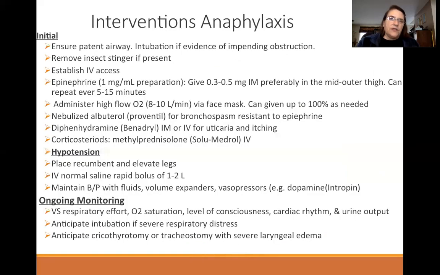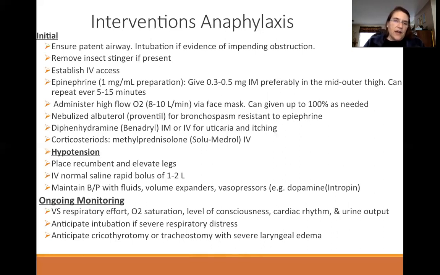So let's talk about what you might do for this type of patient. The number one thing that you do for anaphylaxis is make sure that the patient has a patent airway. Be ready to intubate if you need to. Always have that crash cart right there, because all of your intubation equipment should be right there. If this is an insect sting, remove the stinger. You want to establish an IV access. And hopefully you've got several people working with you, so you're not alone with this.